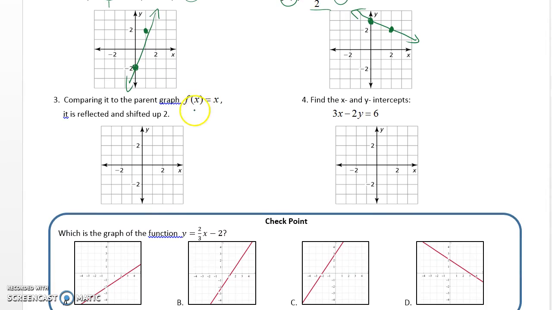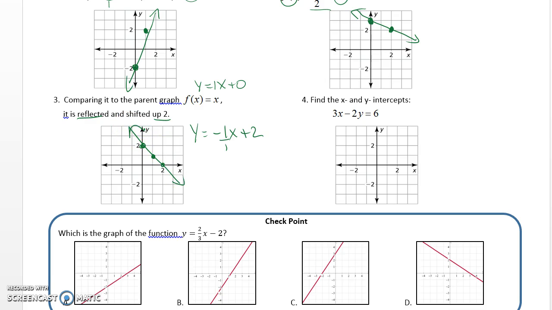Number 3, comparing it to the parent graph of f of x equals x. And again, remember that's just y equals x. So the parent graph of a linear function has a slope of 1 and a y-intercept of 0. But on this graph, we want to reflect it. So we want to have a -1 for our slope, and we want to shift it up 2, which means we need to make our y-intercept 2. So shift it up 2, and then a -1 for our slope. Remember to go down 1 over 1, down 1 over 1. We can plot our points and then graph our line.